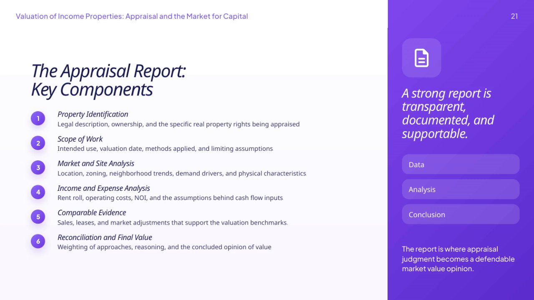Next, comparable evidence is presented. This involves sales, leases, and market adjustments that support the valuation benchmarks. It's where the appraiser ties real-world data to the valuation conclusions. Finally, the reconciliation and final value section weighs the different valuation approaches, explains the reasoning, and arrives at the concluded opinion of value. A strong appraisal report is transparent, well documented, and fully supportable. It moves from raw data through thorough analysis to a solid conclusion. Ultimately, this report is where appraisal judgment is turned into a defendable market value opinion.